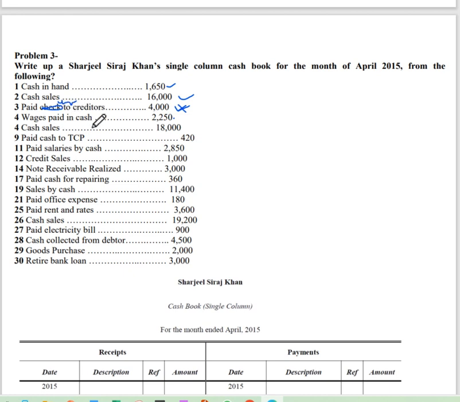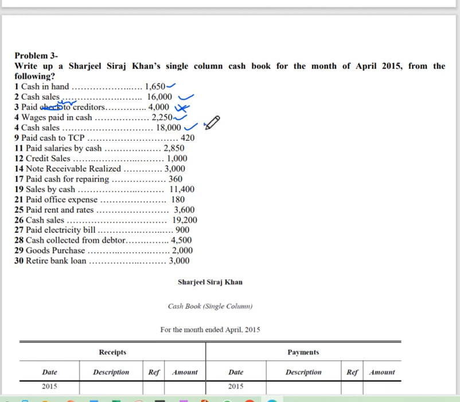Okay. Next, wages paid in cash. This one we need to record. We have paid the wages in cash, that is a payment that we need to record on the credit side. Next, cash sales. We have sold goods worth 18,000 rupees in the form of cash. We have received the amount, so we need to debit that.